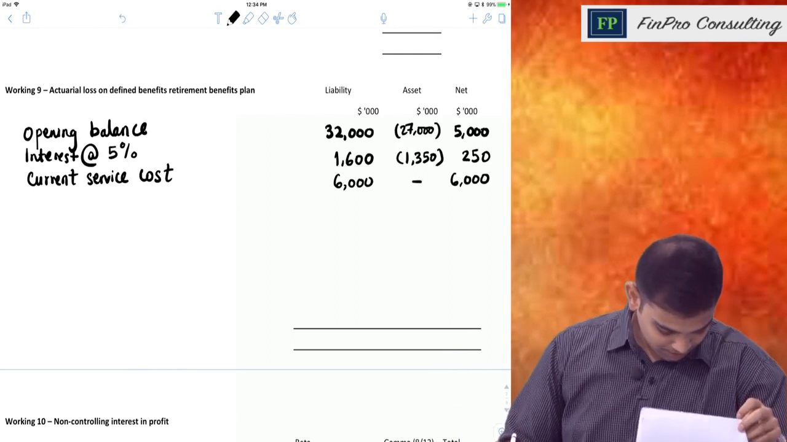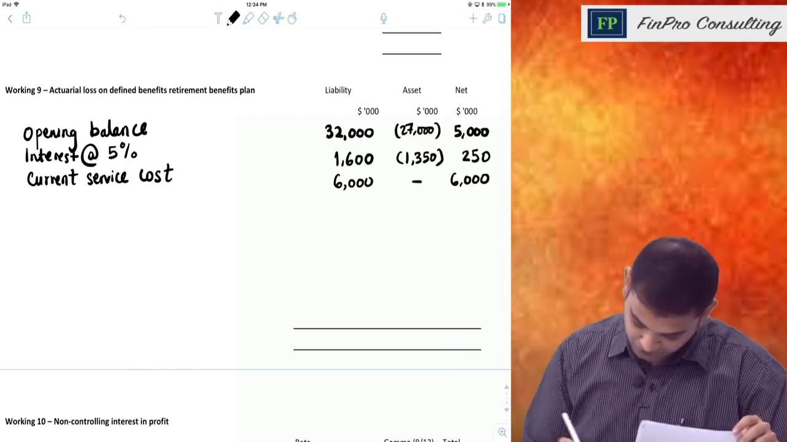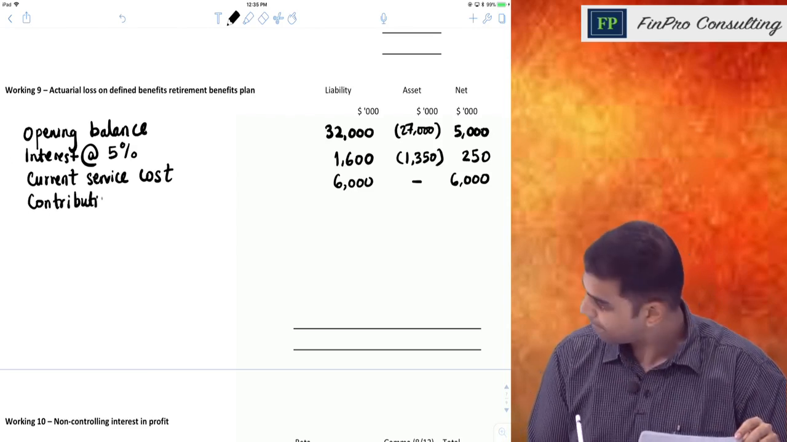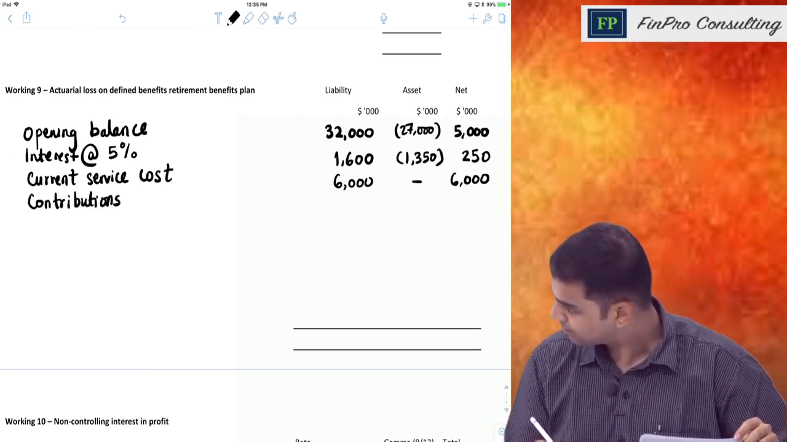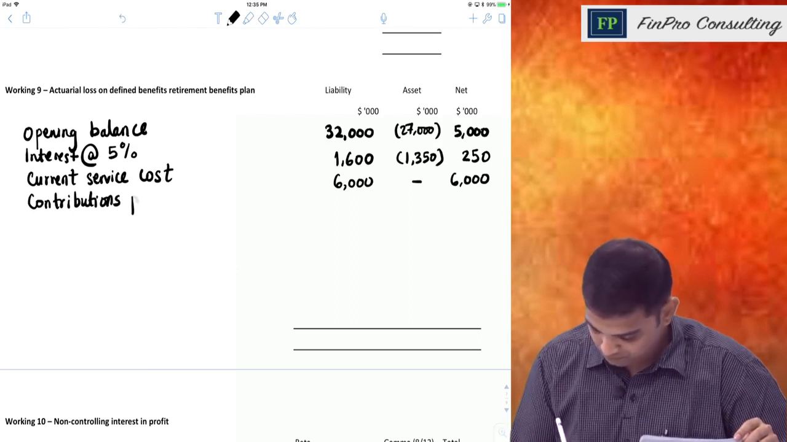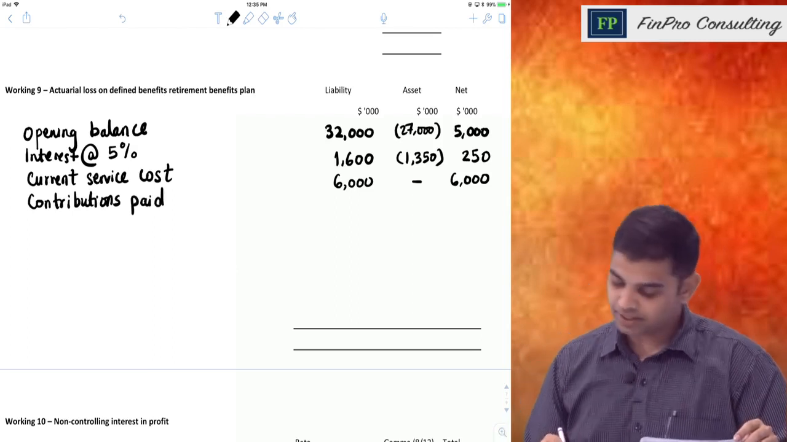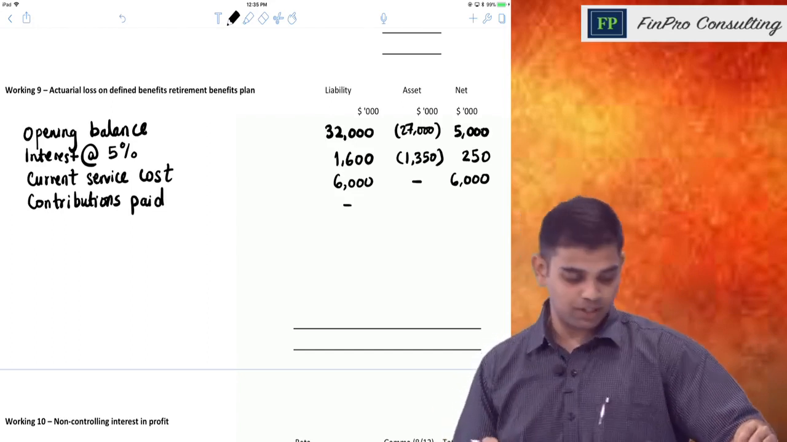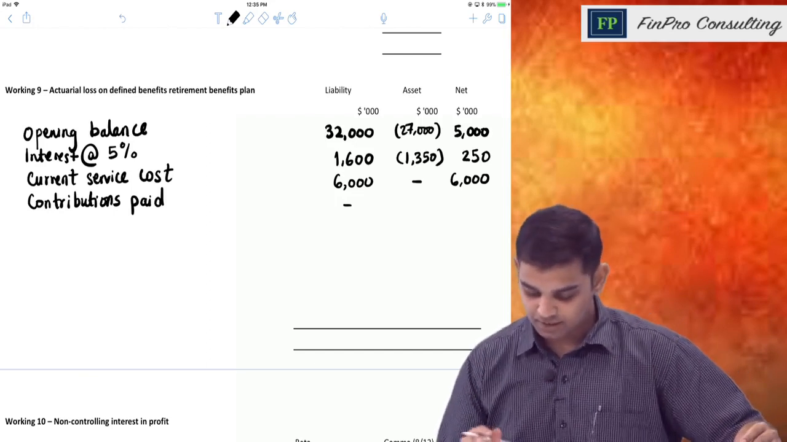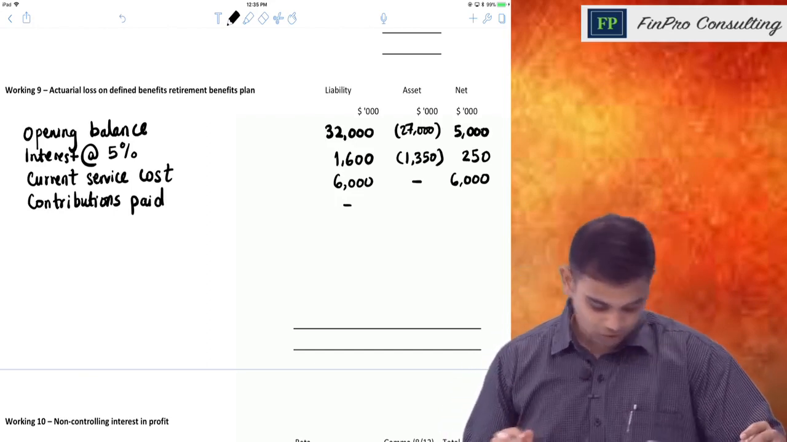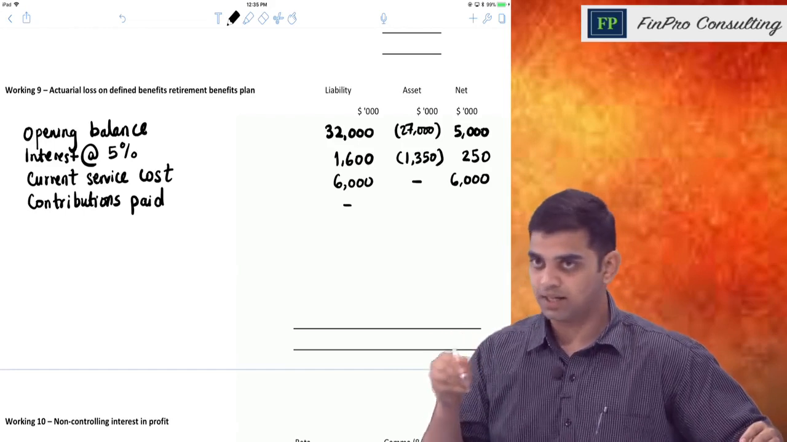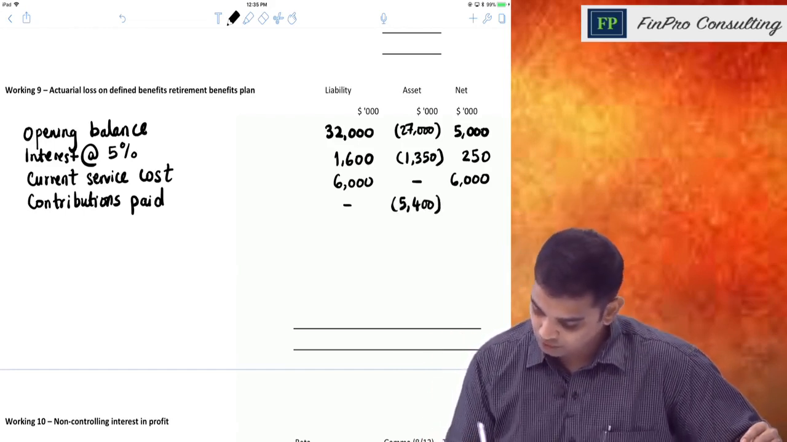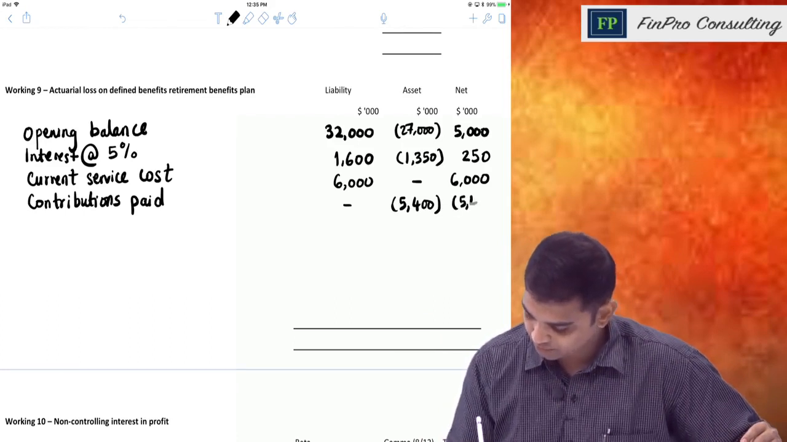Now what is the next item? Contributions. Contributions paid. What will happen with contributions? Anything to do with liability? No. Liability dash. Whether it will increase my asset or decrease my asset? Increase my asset. So what is the amount? 5,400. So since it's an increase, I am writing in bracket 5,400. Outer column 5,400.